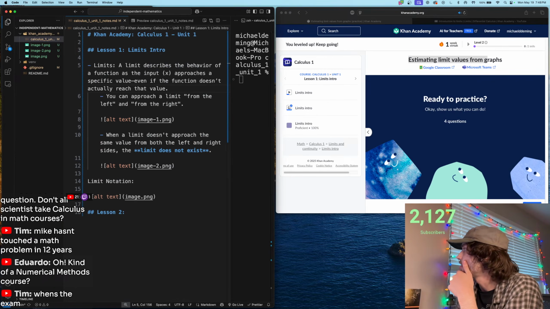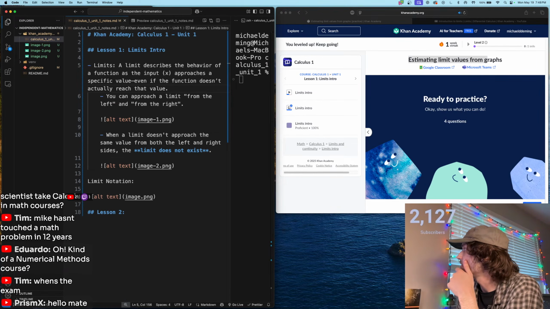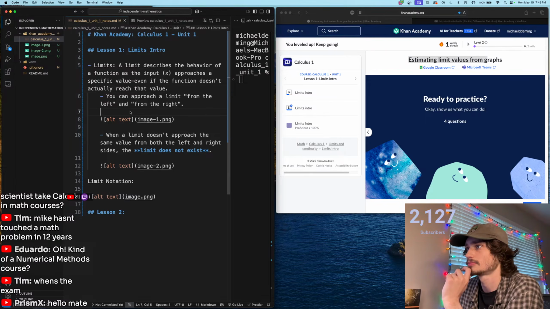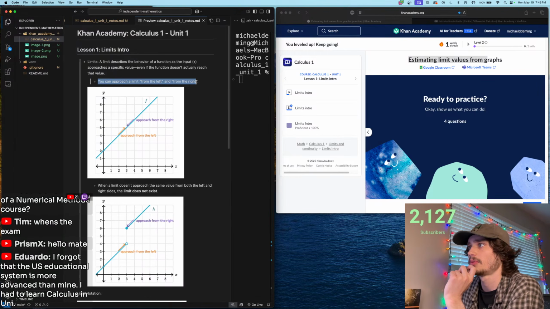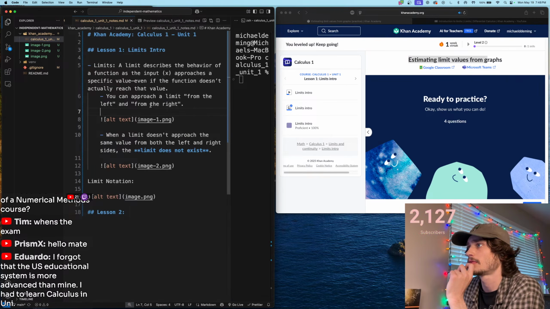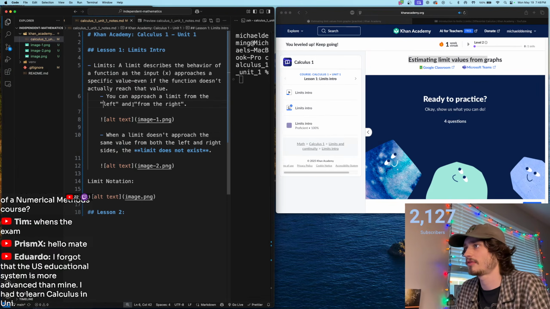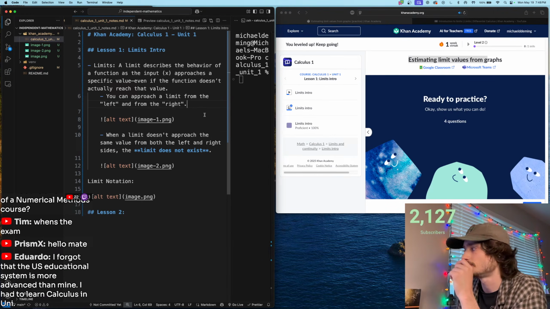One-sided limits. You can approach a point from the left and from the right. If the left and right limits are the same, then the overall limit exists at that point. Right, you can approach a limit from the left and from the right. I forgot that the US educational system is more advanced than mine. I had to learn calculus in uni.